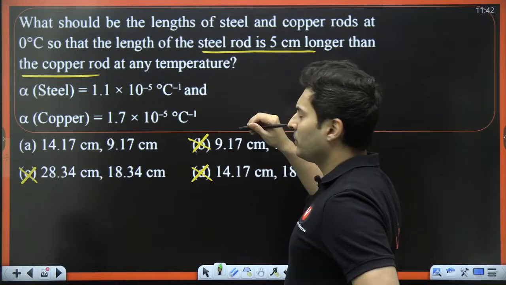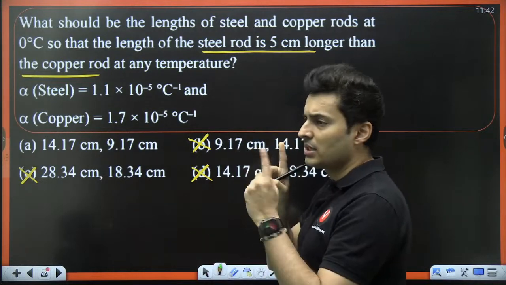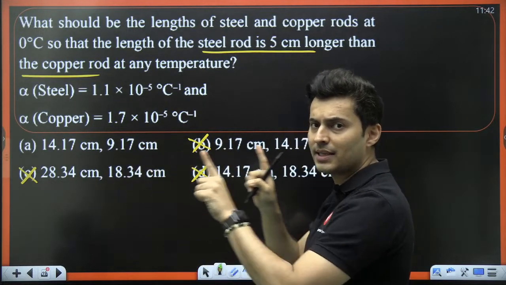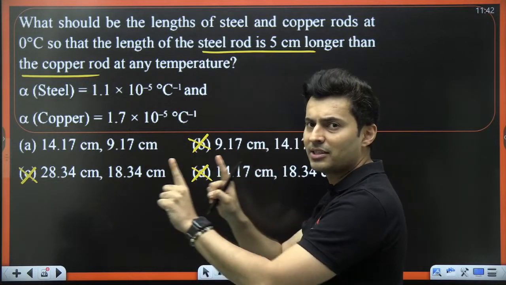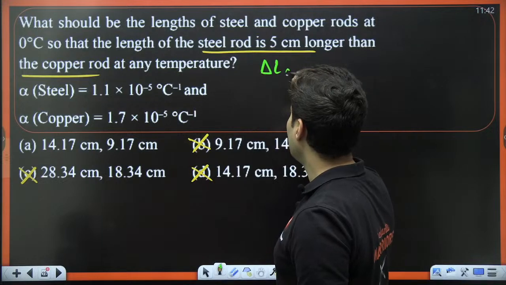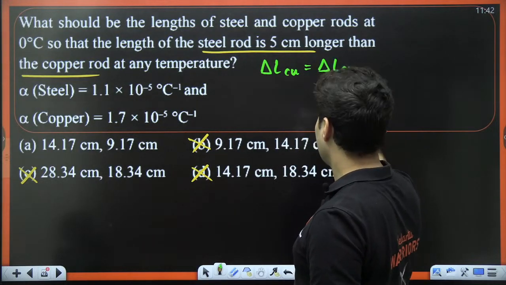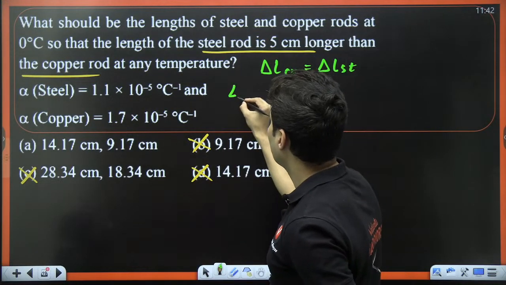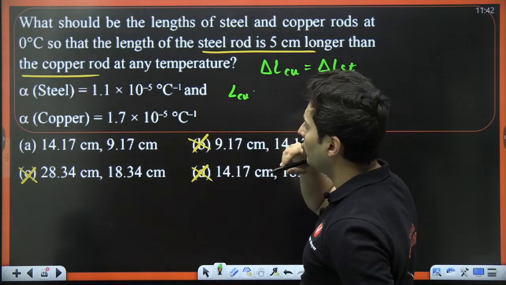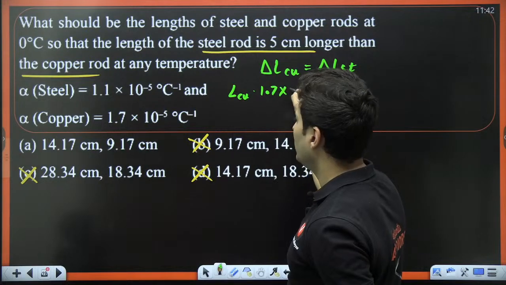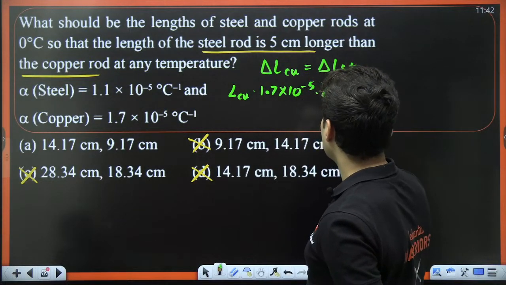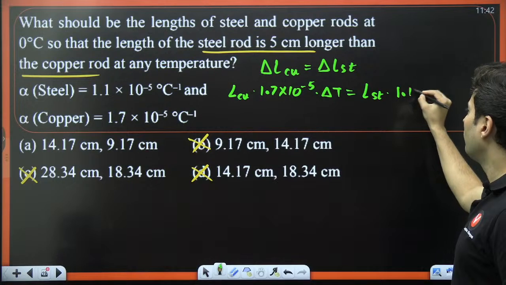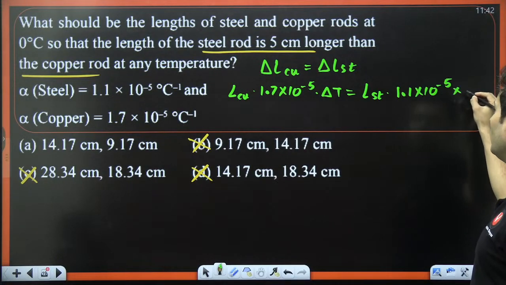Well, if you look at it, the length difference should be the same. Whatever change happens in the first rod should happen in the second rod, so that the distance between these two rods remains the same. That means delta L in copper should equal delta L in steel. Delta L in copper will be L of copper, alpha of copper, which is 1.7 into 10 to the power minus 5, into delta T, which is equal to length of steel into alpha of steel, which is 1.1 into 10 to the power minus 5, into delta T.